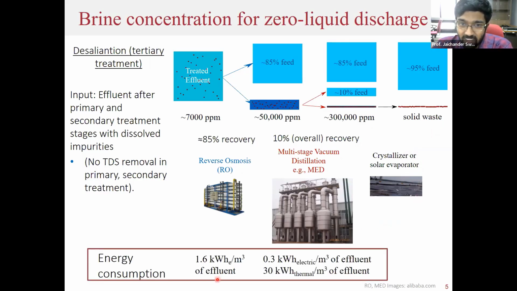If you look at the energy consumption, you can see that the reverse osmosis step, even though it covers 85% of the incoming water, consumes only around 1.6 kilowatt hours of electricity per meter cube. Whereas the multi-effect distillation, which is only recovering 10% of the incoming water, but of course handling more salty waters, consumes around 0.3 kilowatt hours of electricity per meter cube of incoming effluent, but also 30 kilowatt hours of thermal energy per meter cube. So as a result, the operating expenditure associated with the multi-effect evaporator is much more significant compared to the RO, which is why I was mentioning that as a standard practice, it is preferable to push to as high a recovery as possible with the membrane-based desalination technology.